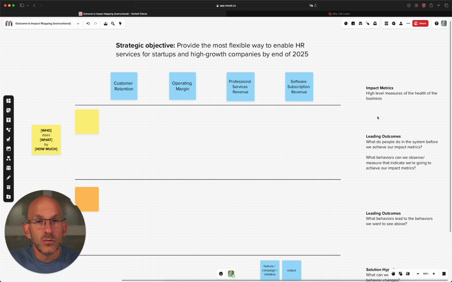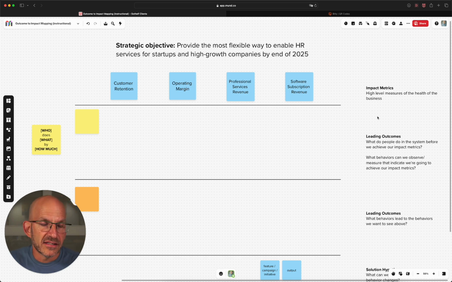So we want to see subscription revenue go up as well. So this is how the organization is measuring the health of the business and their progress towards this strategic objective, right? So we know that we're providing the most flexible way to enable HR services for these specific companies. If retention is going up, margin is going up, professional services revenue is going up, subscription revenue is going up as well. And generally speaking, they'll present that to the organization and say, here are our goals, good luck.